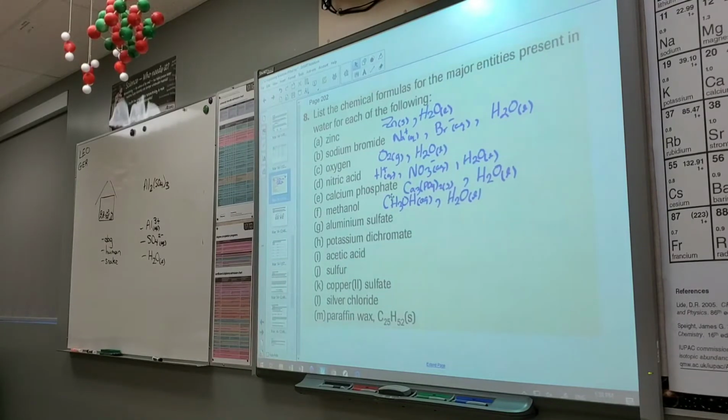Yeah, the silver and the chloride. Low solubility. So it's a solid. It'll stay as a solid, right? Yeah. It'll stay as a solid. Yeah, that's paraffin wax. Okay. And so we're going to talk about that.